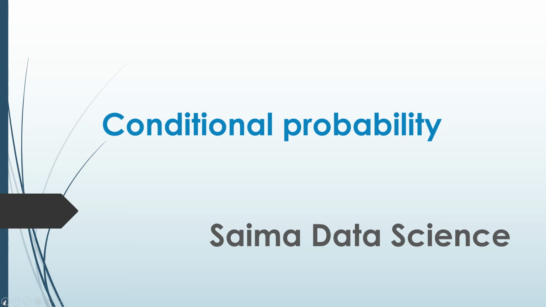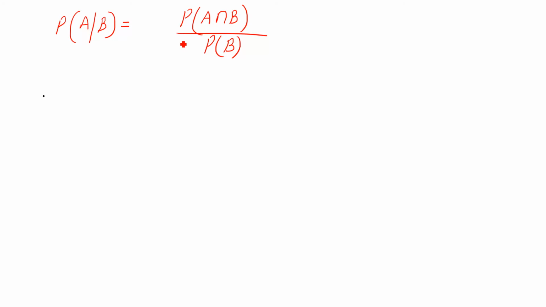In this lesson, I will explain to you the concept of conditional probability. So the formula for the conditional probability is probability of A, means you have to find out the probability of A given that B has already occurred. So here we have the condition that B has already occurred, which is equal to probability of A intersection B divided by probability of B.